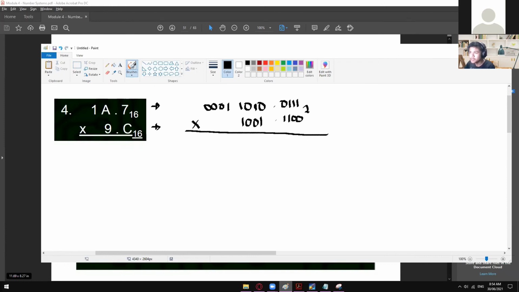Okay, so are we clear so far? And the first process on how to multiply this one: we have to convert this into binary first, and then after that, you can now perform the multiplication.